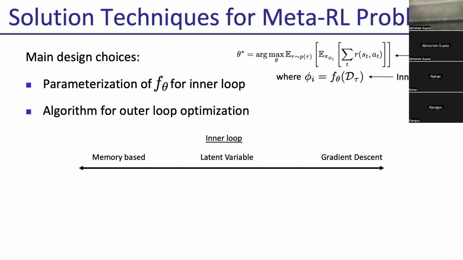Right? So if you want to design a new meta RL algorithm, think of this recipe and design a new f theta, design a new outer loop optimizer, and you get a new meta RL algorithm.